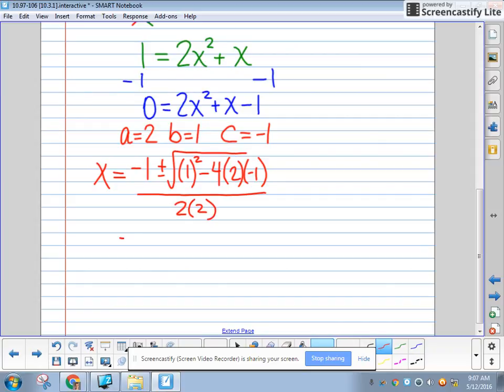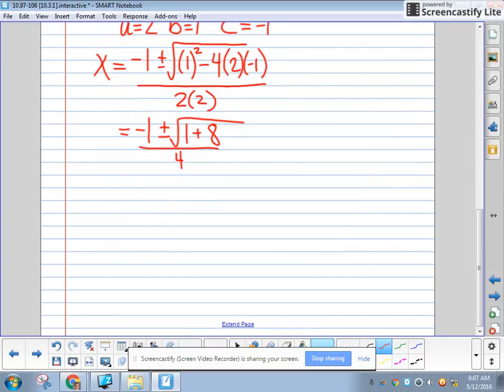Now I'm going to start simplifying that. So I've got -1 plus or minus the square root of 1 squared is just 1. And 4 times 2 times -1 is -8. So minus a -8 becomes plus 8. Over 2 times 2 is 4. 1 plus 8 is 9. So now I have -1 plus or minus the square root of 9 over 4.